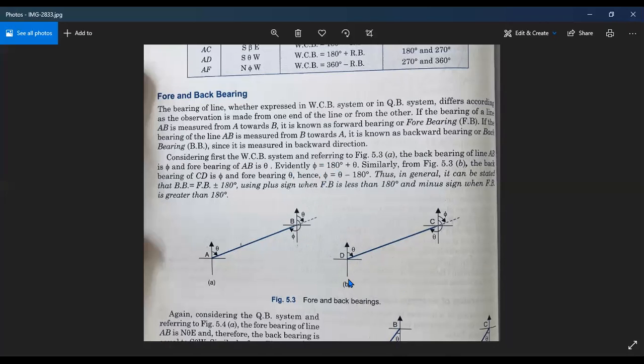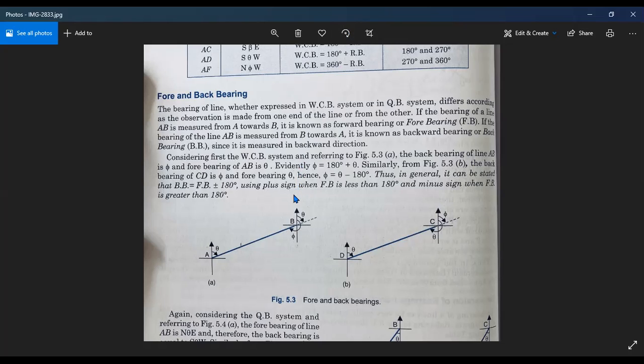If you see figure B here, from D to B the fore bearing is theta, and the back bearing is phi here. So the difference between fore bearing and back bearing is always 180 degrees. Because of that, if you want to calculate the back bearing of any line, you have to add 180 or deduct 180 from the fore bearing of the line. If the fore bearing of the line is greater than 180 degrees, you have to deduct 180 degrees to get the back bearing of that line. If the fore bearing of the line is lesser than 180 degrees, you have to add 180 degrees to get the back bearing of that line.